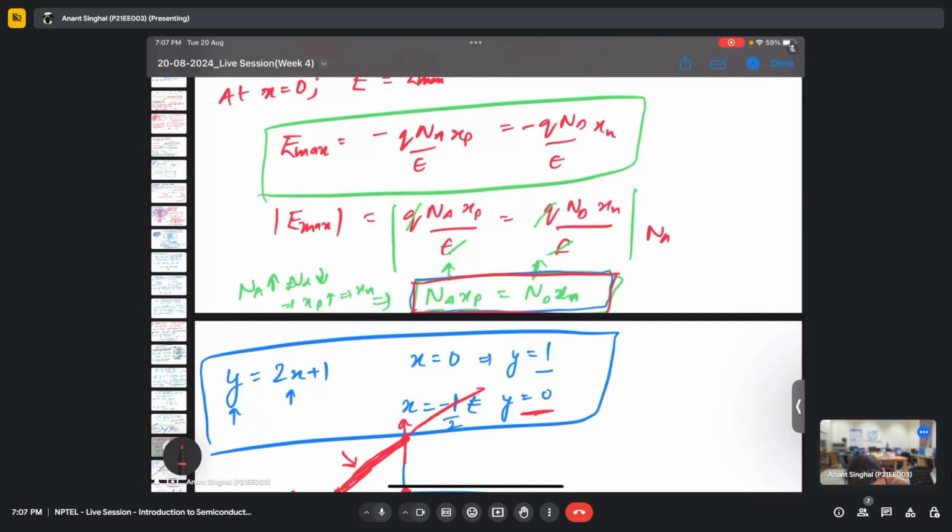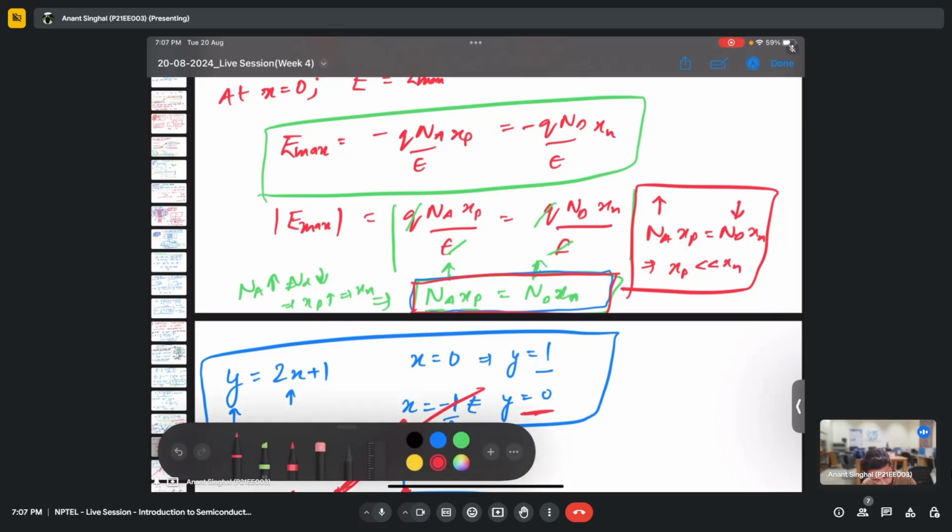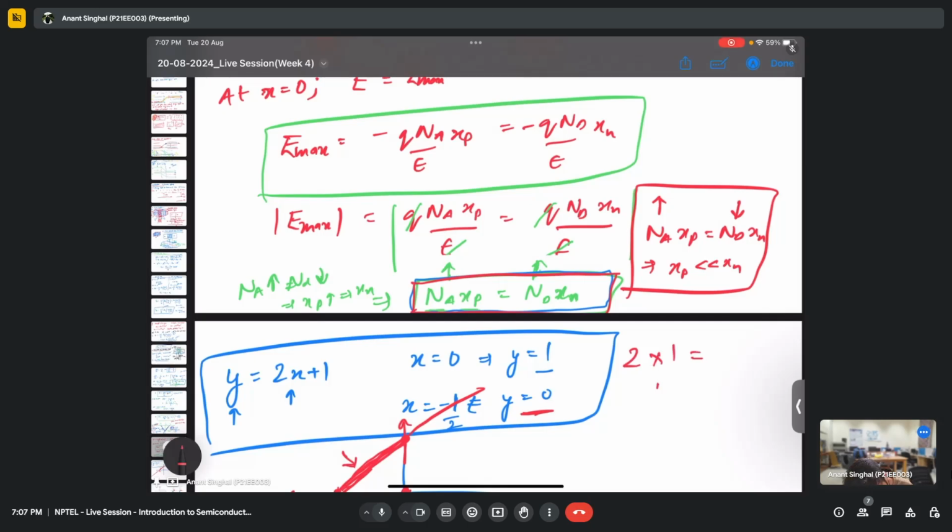So NA·XP is equal to ND·XN. If I have a higher value of NA and a lesser value of ND, does it mean that XP will be less than XN? Do you get this right? I'm asking everyone. If the value of NA is higher than ND, then this value of XP, let's say 2 into 1 is 1 into 2. So let's say this is NA, this is ND. Does it make sense that XP will be less than XN always?